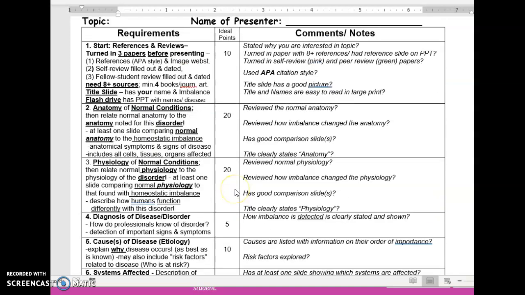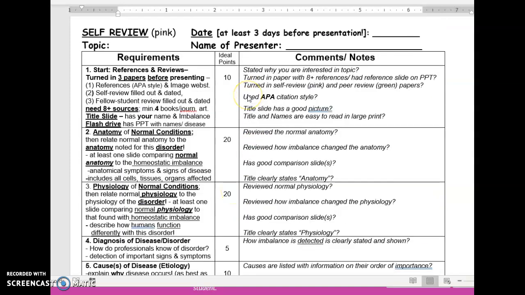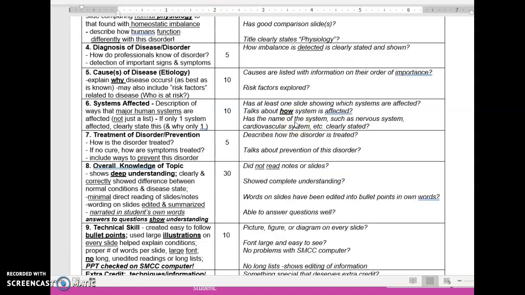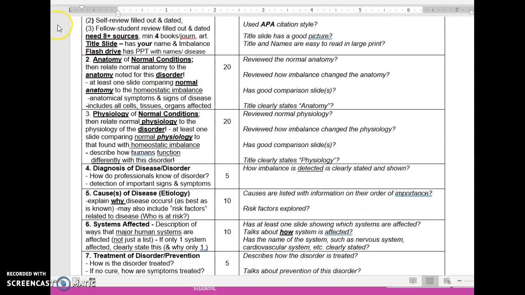And then this has to be turned in as well. So you'll turn in the self-review the day that this is due, which won't be till the end of the semester. You'll turn in the actual presentation, and then you'll turn in a paper version of your references. The references should be on the last slide of your presentation, but I also want a paper version as well. Okay, so I hope you have fun with that.